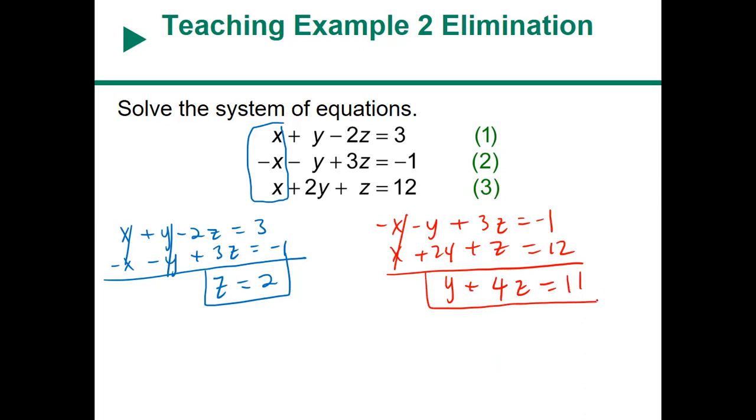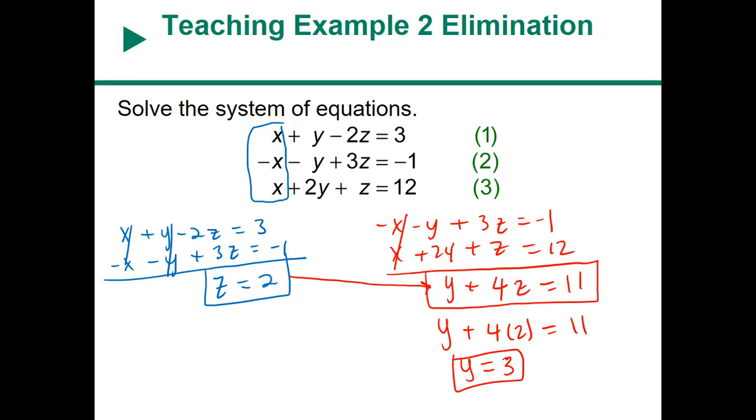Because I know the value of z, I can easily solve for y. So I'm going to take this and substitute into here. So we know y plus 4 times 2 equals 11. So therefore y equals what? 3.